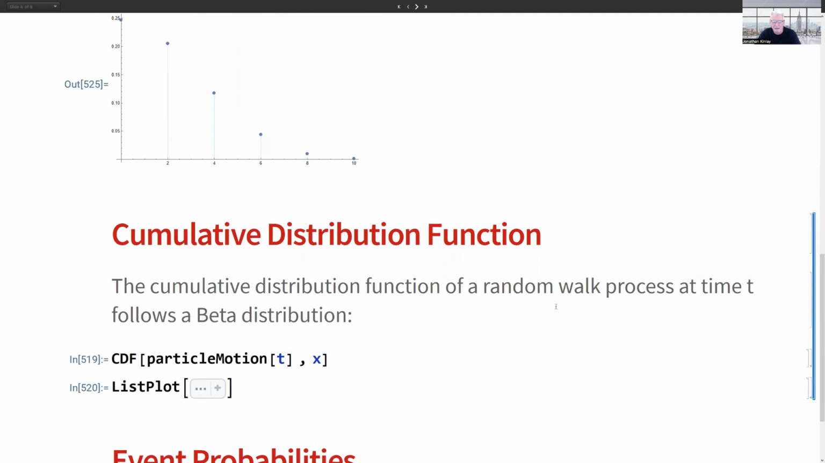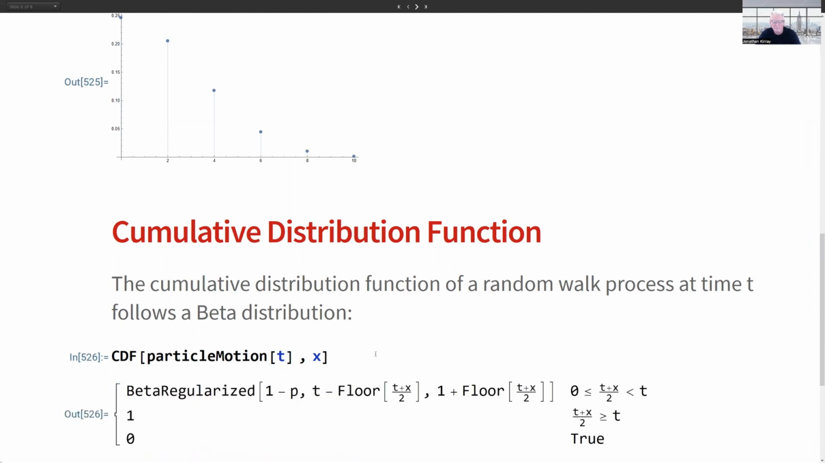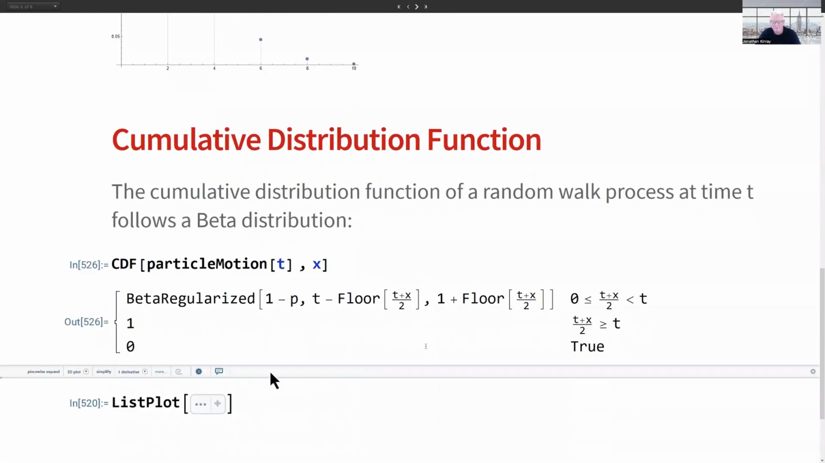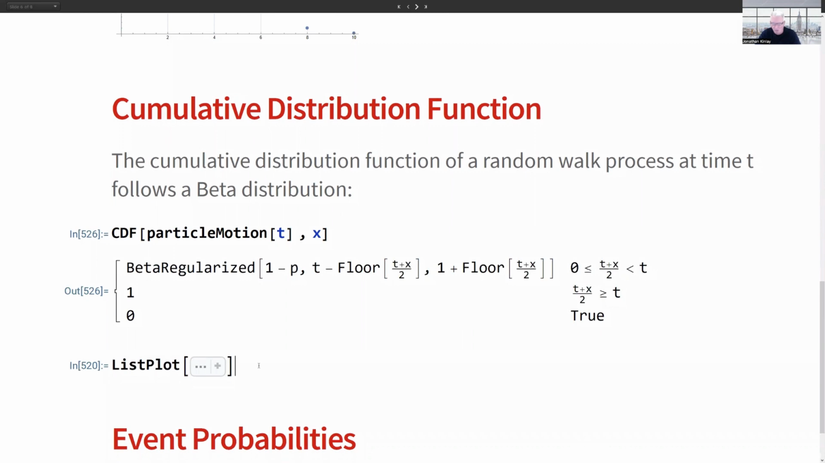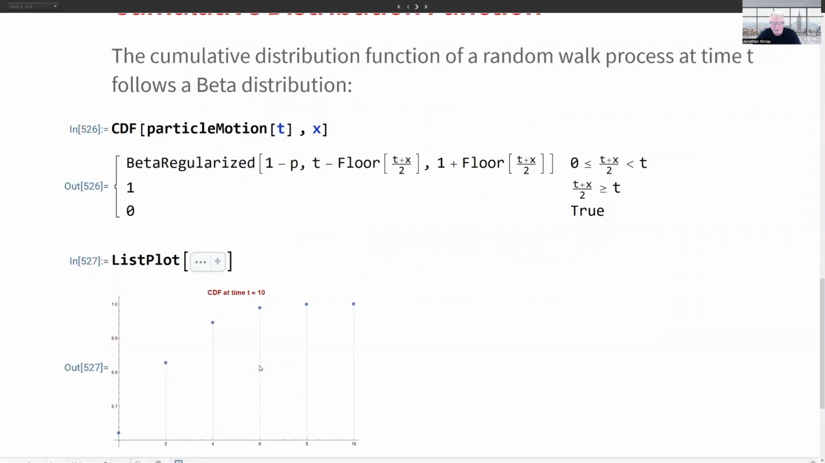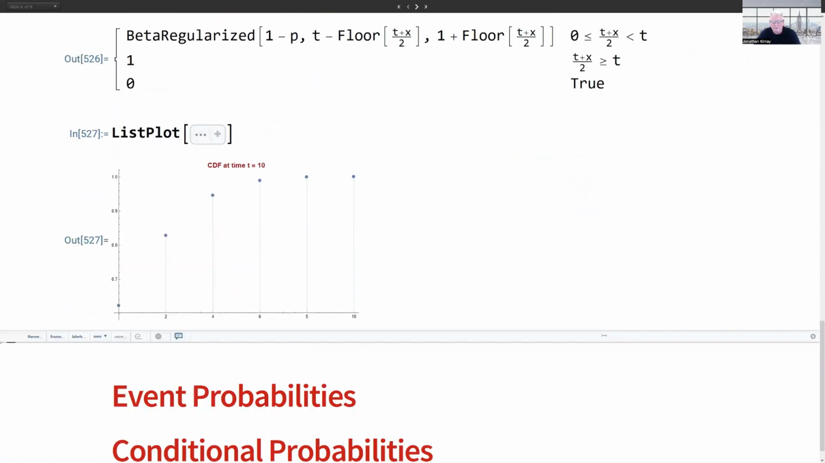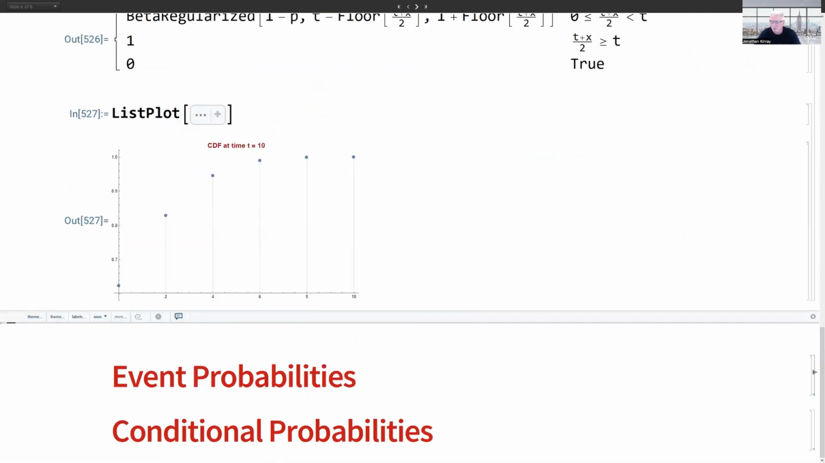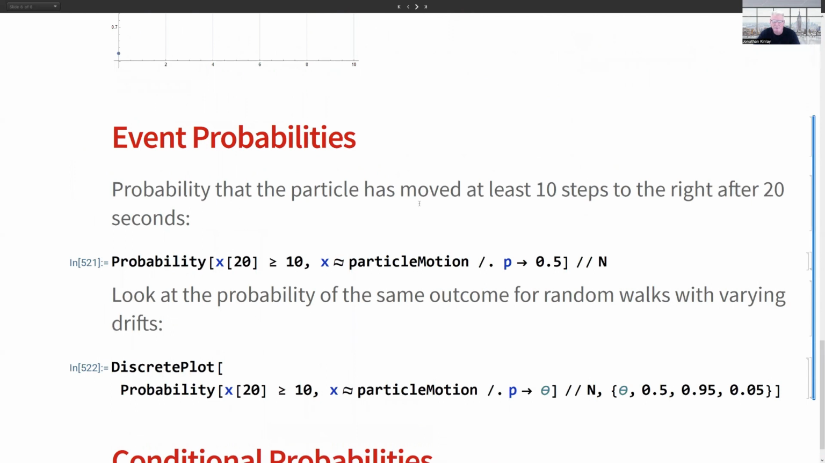The CDF, the cumulative distribution function, follows a standard beta distribution. And again, we can plot this for a random walk with a particular probability parameter set to, for example, 0.5 at a time, say, t equals 10 for various values of x. This means that we can evaluate various event probabilities.